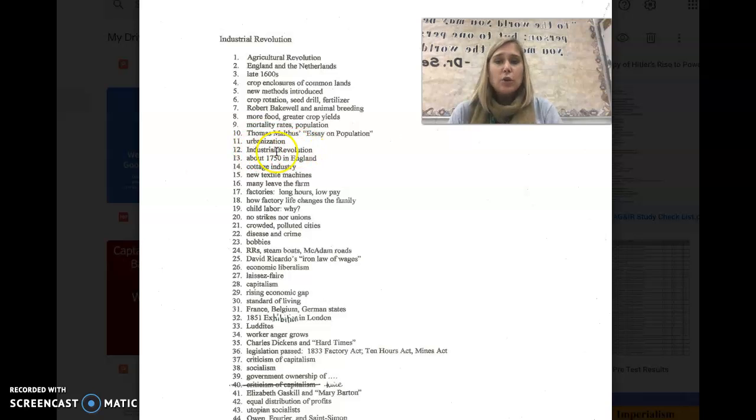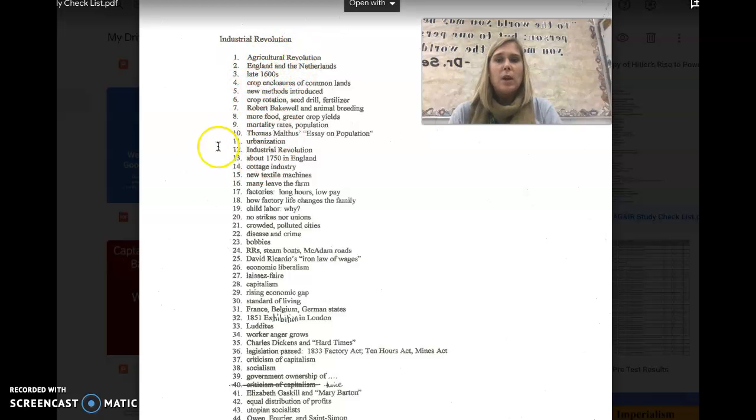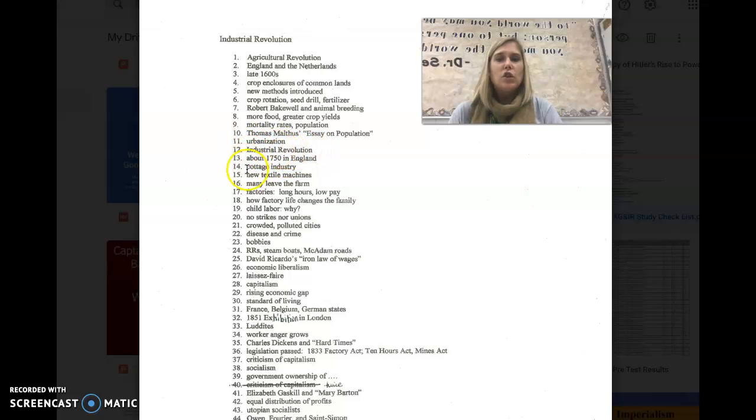Now, when you study the Industrial Revolution, it's kind of like what I did with the agricultural up here for 1 and 2. Study 12 and 13 together. So the Industrial Revolution started in about 1750 in England. You want to include why. Why is it starting in England rather than other places of Europe? And those are those reasons we went over in, I think it was Roman numeral 3.